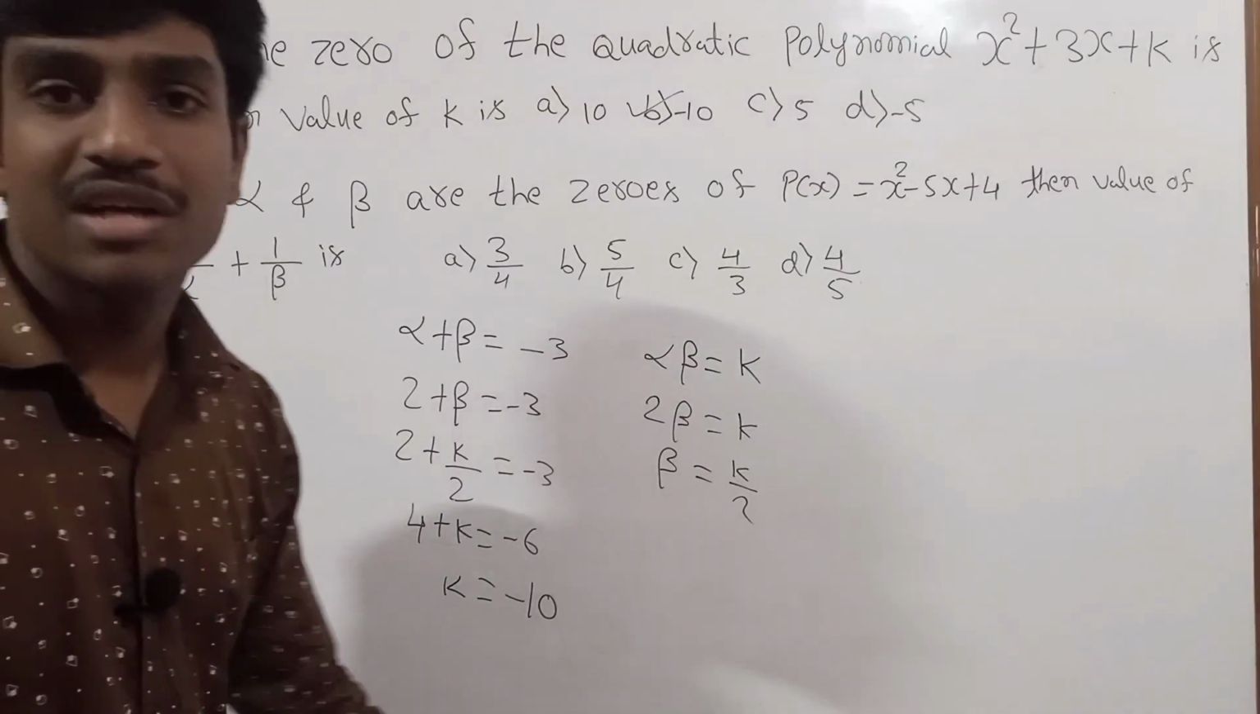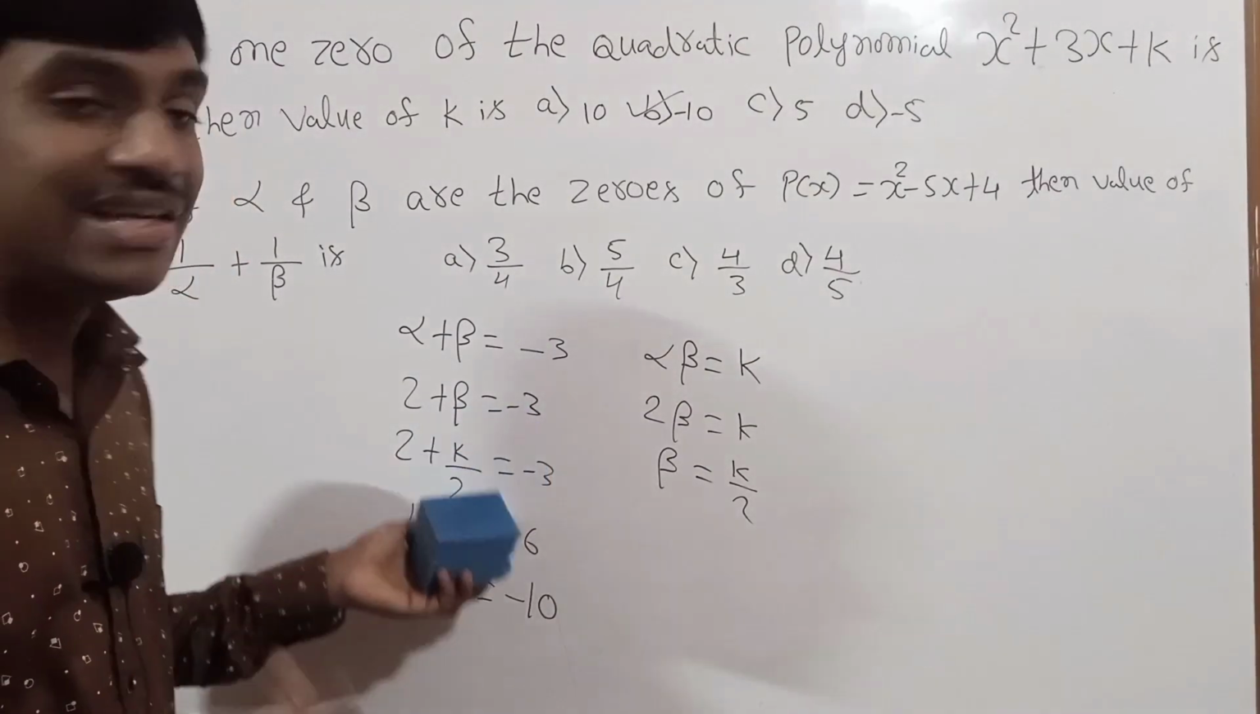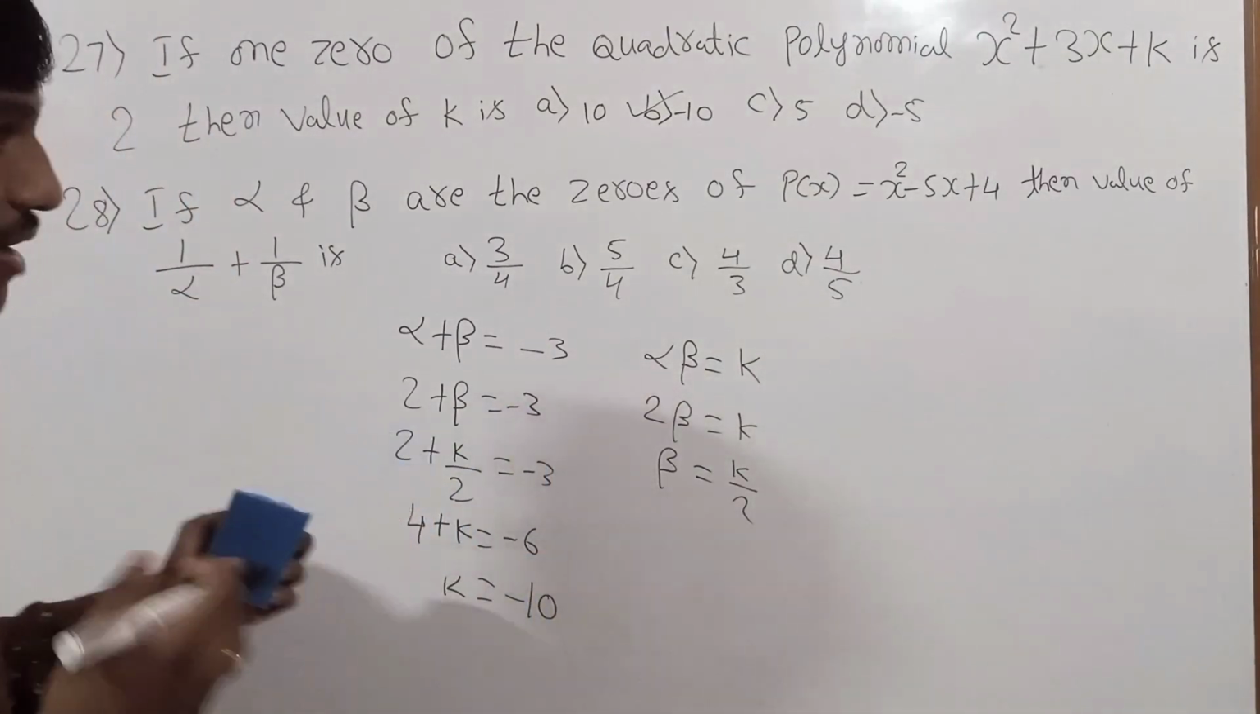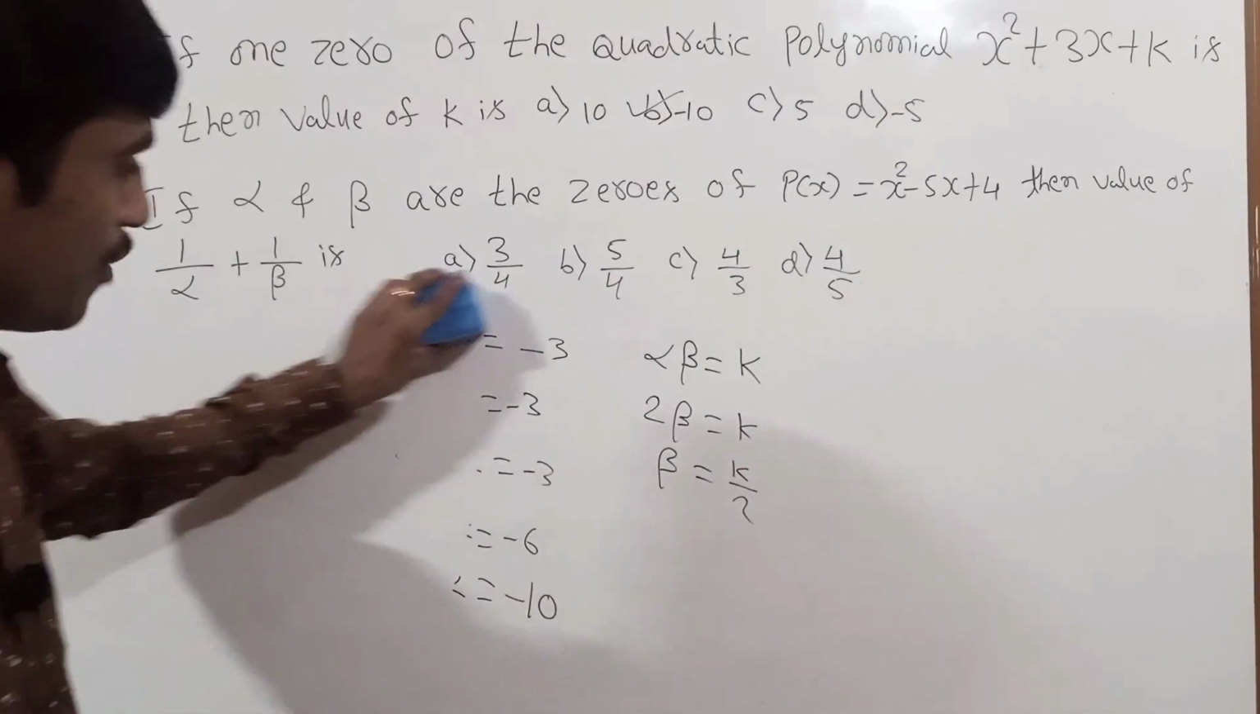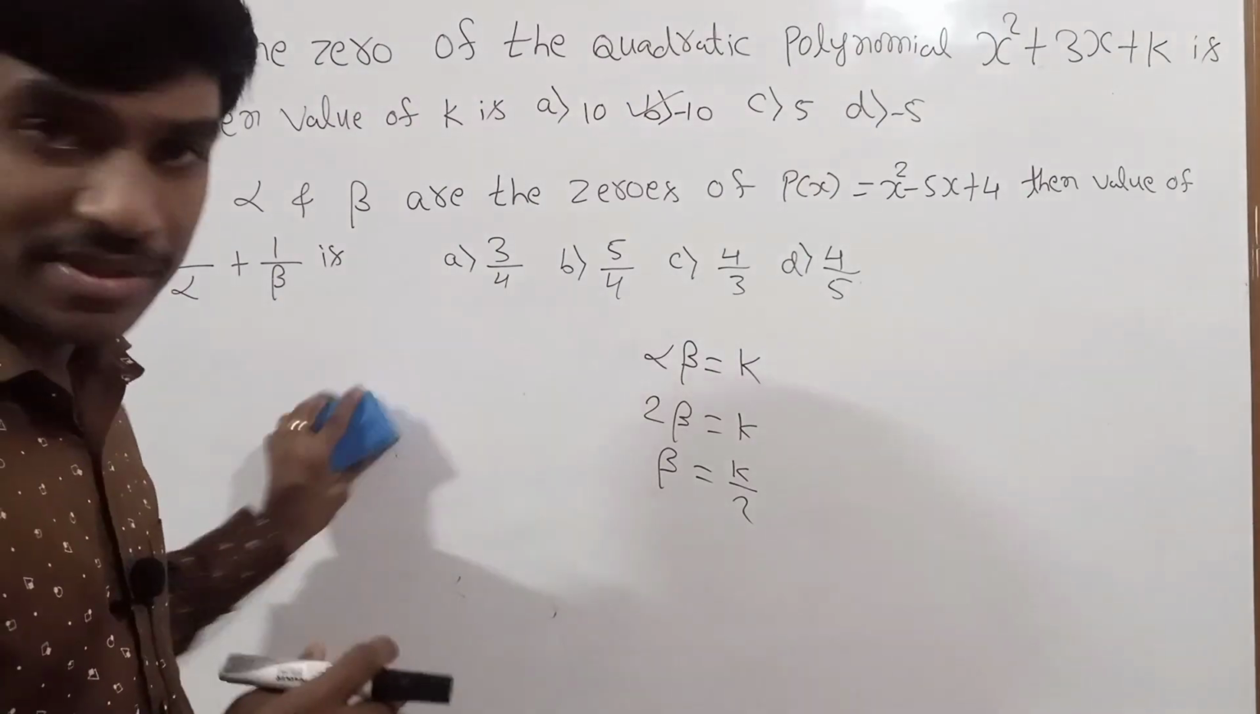So in both the methods we get the same answer, but this is a little lengthy, whereas substituting p of 2 directly will give you the fastest method of getting the answer. But both the methods are correct.